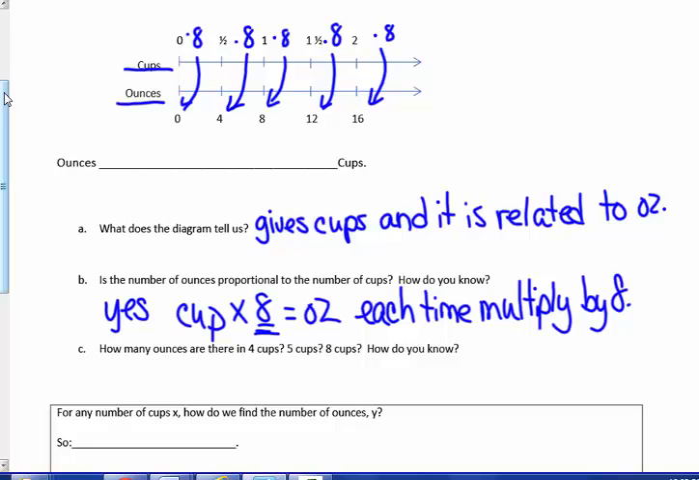How many ounces are there in 4 cups? Well, I can put that up here. 4 times 8 would be 32.